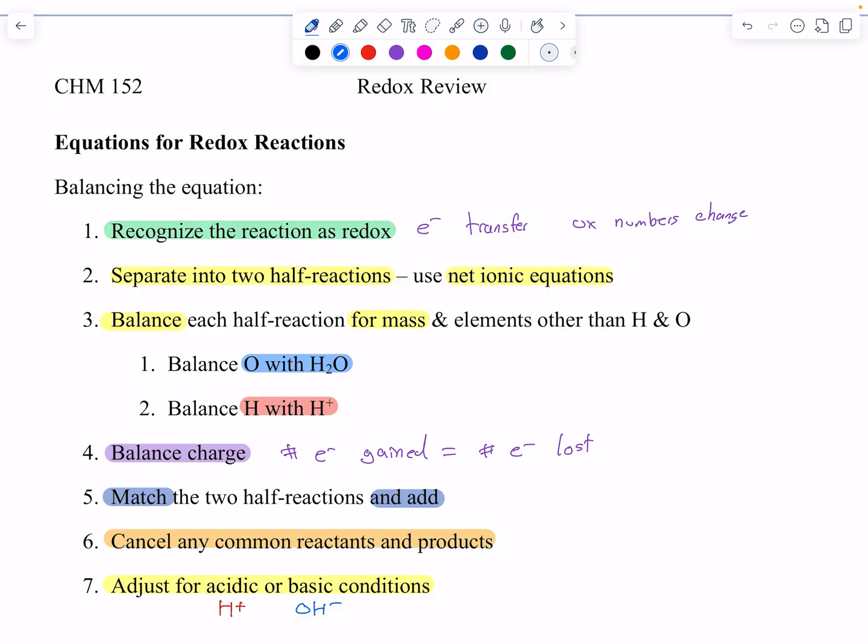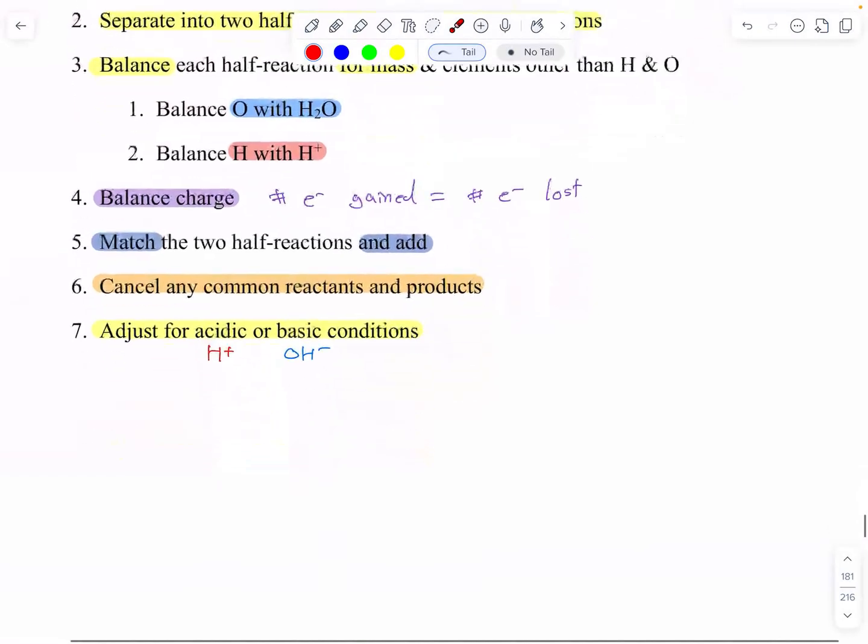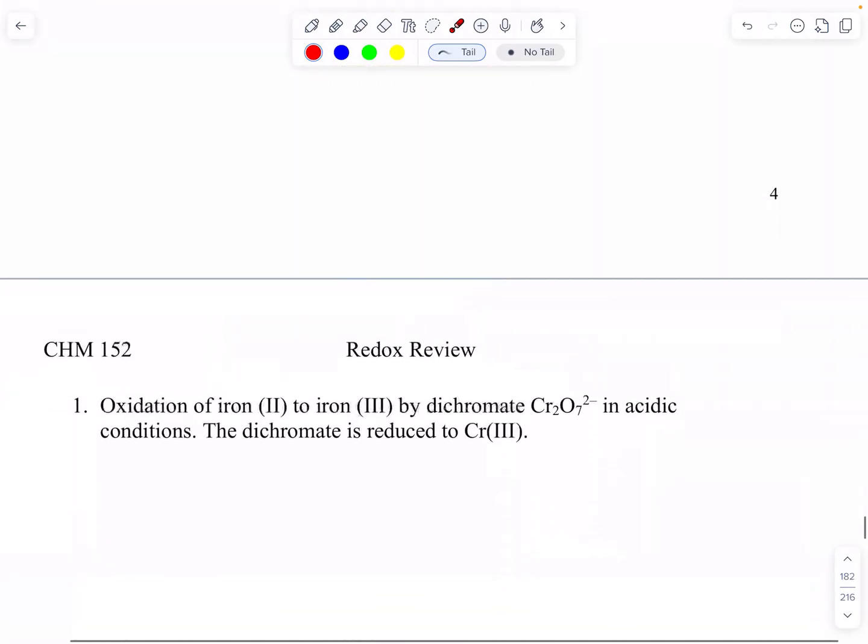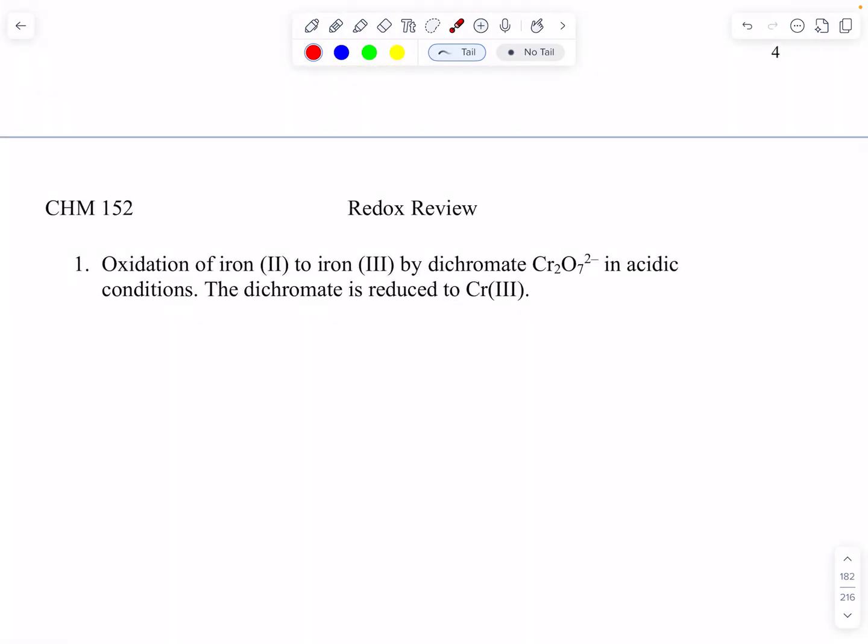Now, a lot of times I will adjust at step 2. Sometimes I do these out of order. Sometimes I'll do step 7 at step 2 because I think it's easier. It's just personal preference. It's less writing. So, doing a few examples here. The oxidation, that's a key word right there. So chances are oxidation means that we're going to have electron transfer.